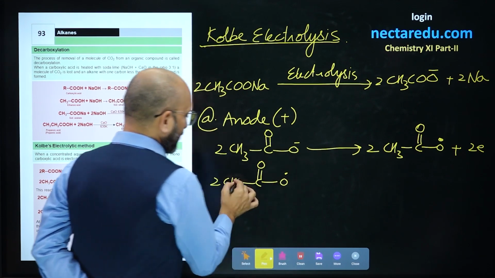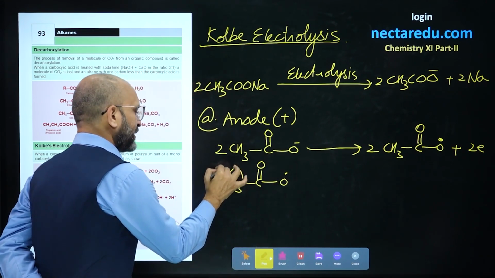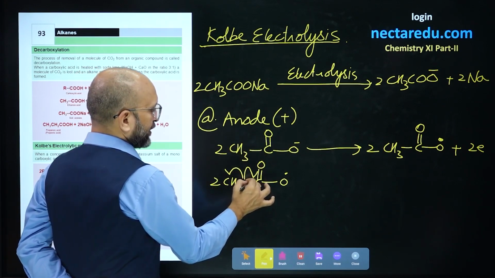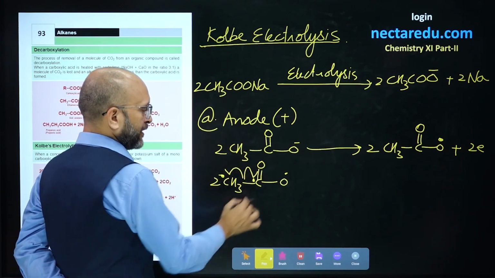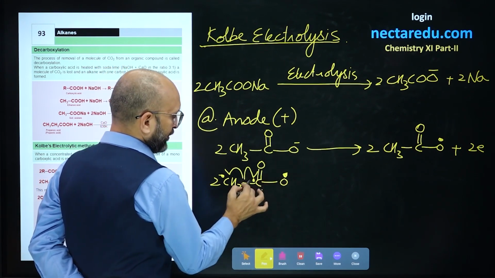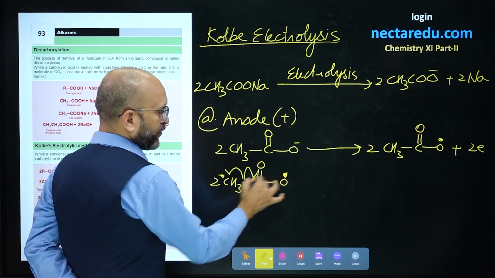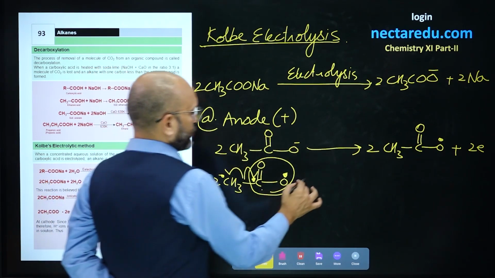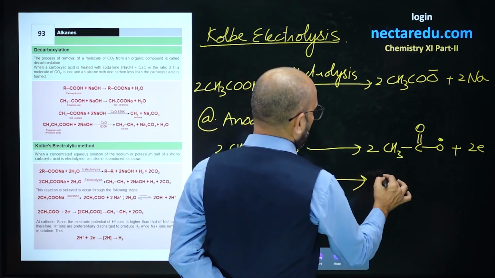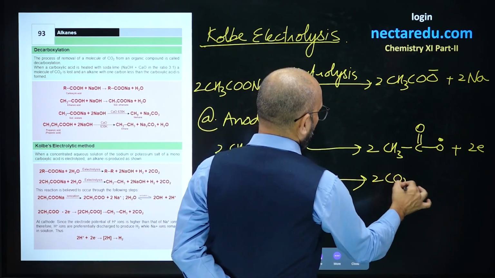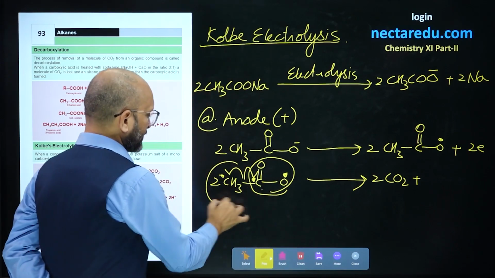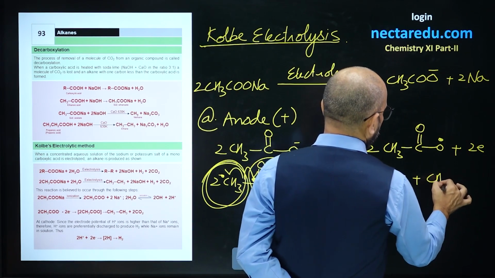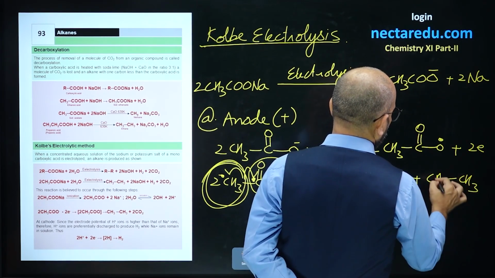Here oxygen has a free radical. Now this bond is broken like this, so that you get a free radical. One free radical is generated here and one free radical is generated here. So see, one free radical here and one free radical on this carbon form a pi bond. So this molecule gives us CO2. You get 2 moles of CO2 plus 2 methyl free radicals. These methyl free radicals combine with each other to give us ethane.